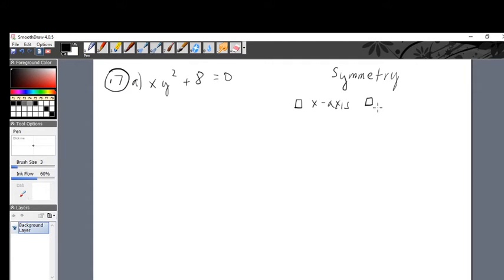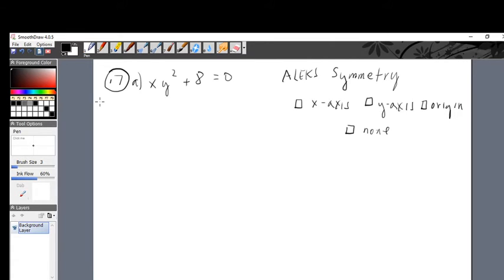How about if it's symmetrical about the y-axis? If yes, you check yes, and if no, leave it alone. And how about about the origin? If yes, you check it, and if not, you leave it alone. And it could be none. There's another possibility that it could be none. It's not symmetrical about any of them. All right, that's how it appears on Alex.